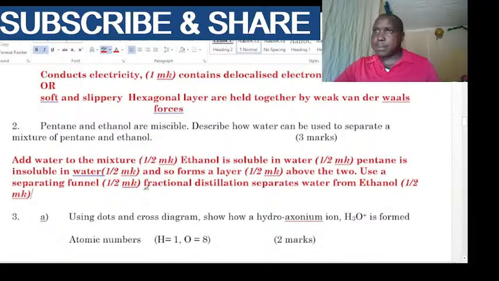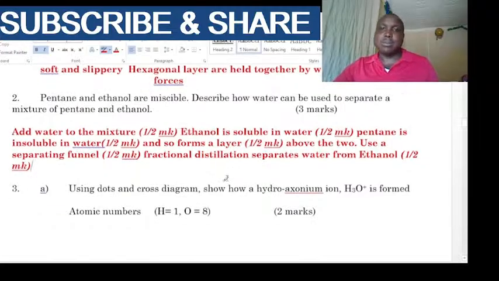After using a separating funnel, you will have pentane and a mixture of water and ethanol. Then you do what we call fractional distillation to separate water from ethanol, and you have all the substances separated.